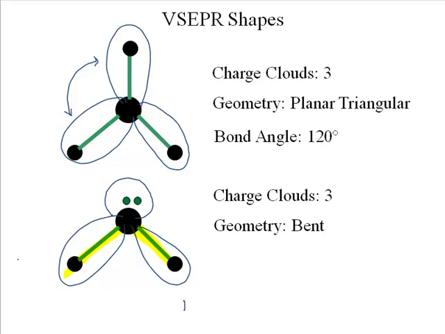The bond angle is very close to planar triangular, but the electron pair actually repels slightly more than a bond itself would, and for that reason this usually pushes the bond angle between the 2 atoms to smaller than 120 degrees. It'll still be close to 120 degrees, but we would predict it to be a little smaller. So 3 charge clouds could be planar triangular or could be bent geometry. It depends on whether you have 3 bonds or 2 bonds.